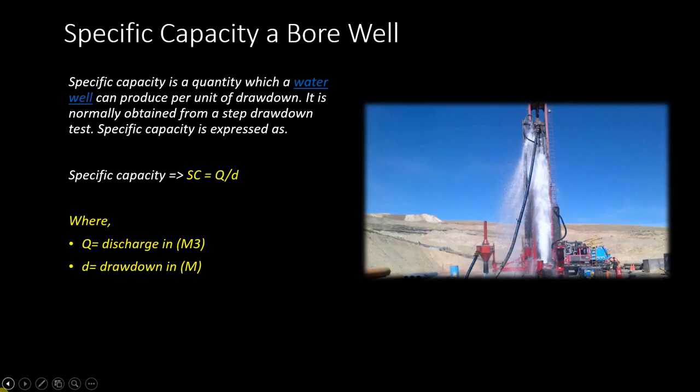When we have conducted the CRT test and the recovery test, then we can specify the specific capacity or yield of a bore well. For example, we conducted the CRT test for 8 hours and the total volume of extracted water was 30 cubic meters, and we also recorded the drawdown. For example, the drawdown was 5 meters. If we divide the total volume of extracted water by the depth of drawdown that we recorded, the value that we get is called the specific capacity of a bore well.